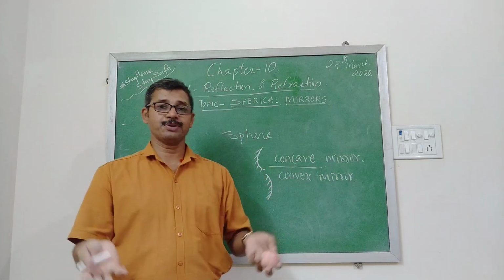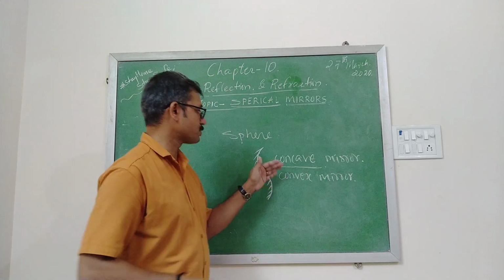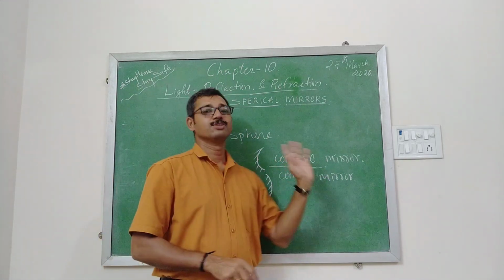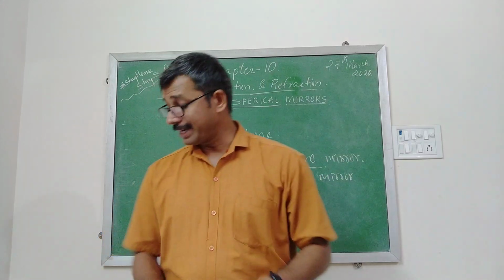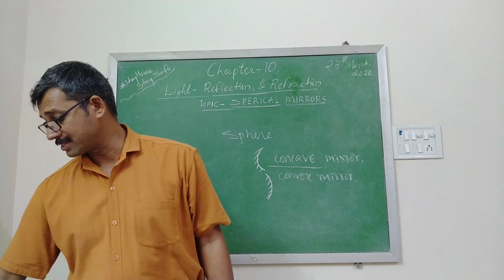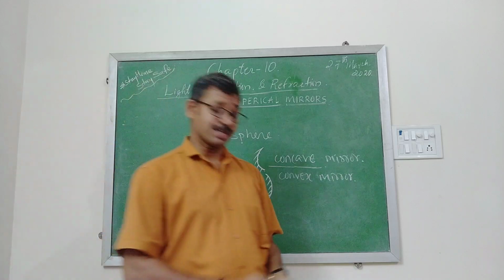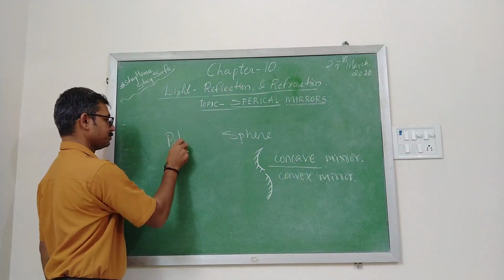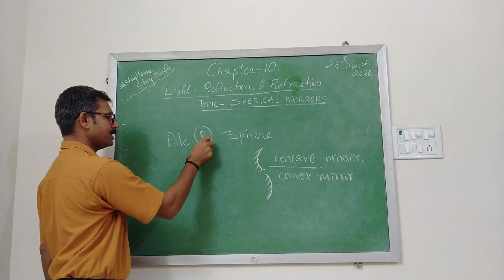So here we are going to study the concepts of reflection by concave mirror and convex mirror. Now before getting into that, you have to study some terms. First is the pole. Here it is the pole of the mirror, that is represented by the letter P.